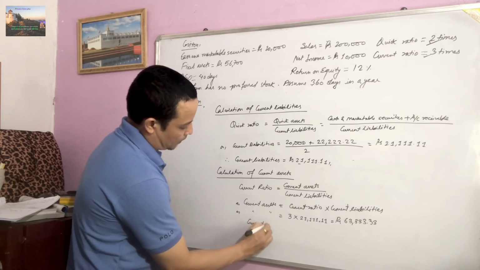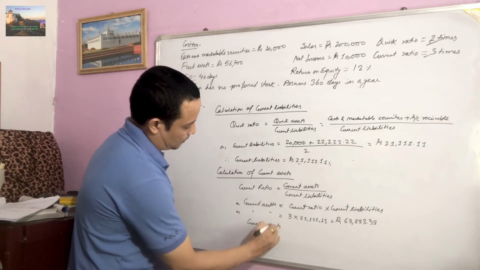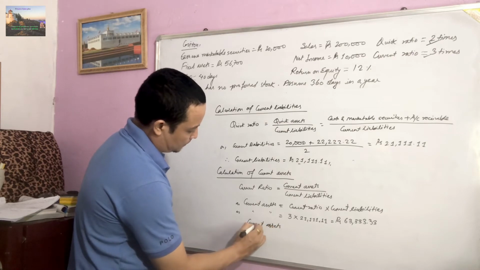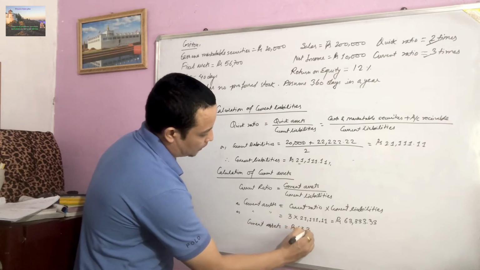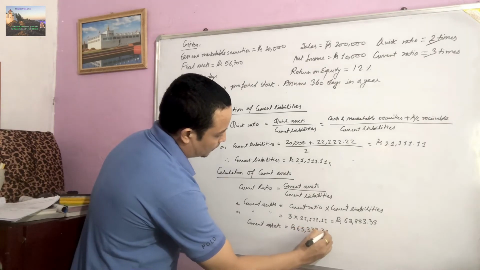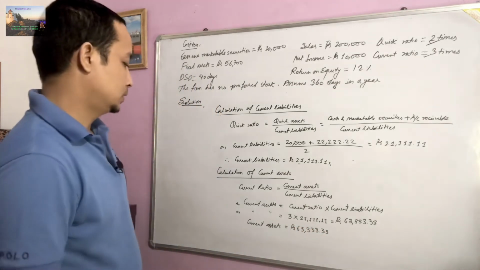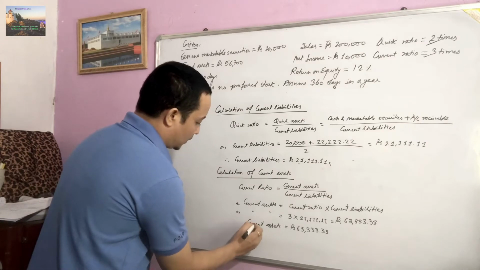Current assets equal to rupees 63,333.33. So this is your current asset.